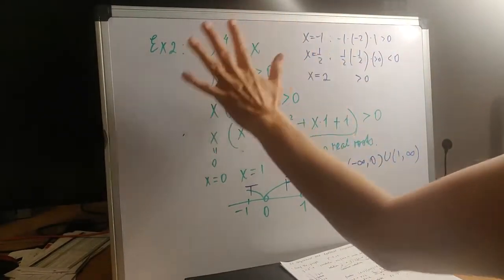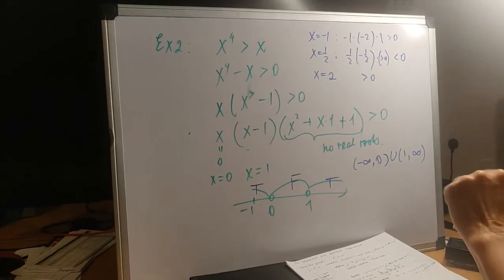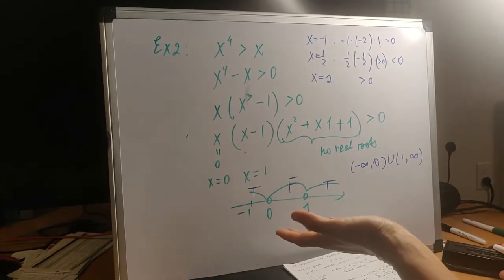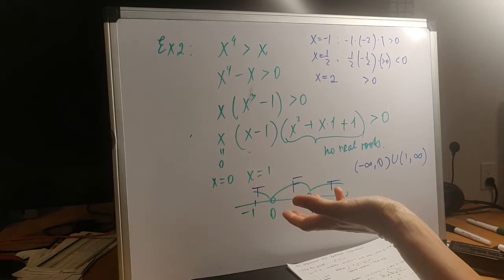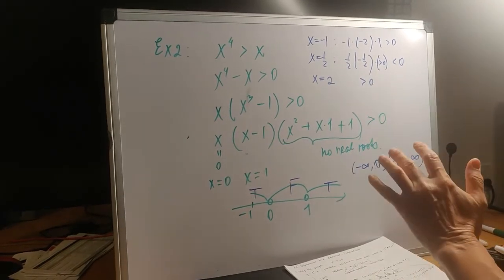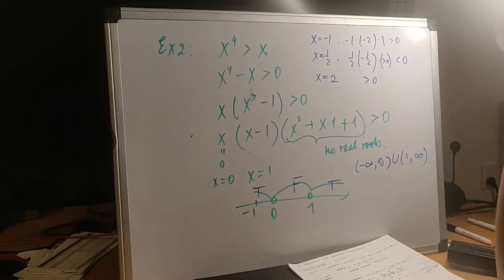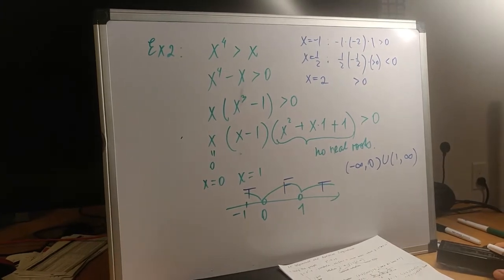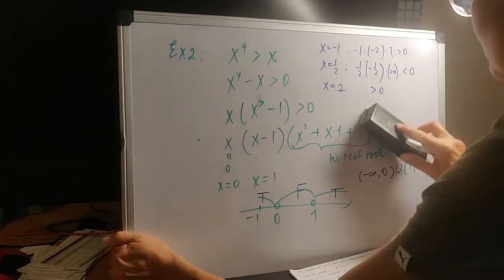Okay, this was a polynomial inequality. Polynomial means that it has powers of x, some coefficients, and can have several different terms, but there are no fractions in it. Now I'm going to move to fractional inequalities, also called rational inequalities. Let me erase this stuff.